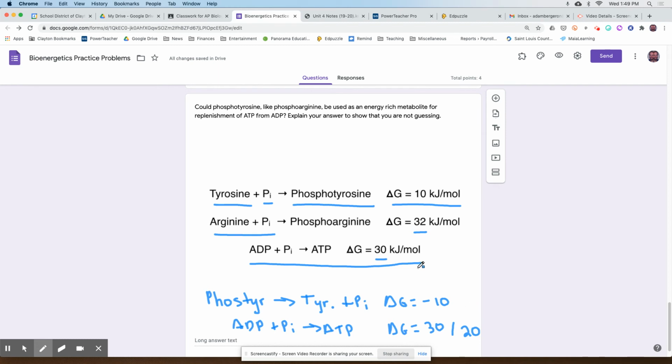Now, interestingly, if we look at phosphoarginine, if we did the same thing with this second reaction with its positive 32 kilojoules per mole, if we flipped that reaction, we'd end up with negative 32 kilojoules per mole, and that would actually give us enough energy, just barely, if you will, to make the overall process spontaneous or exergonic. The delta G there would be negative 2 kilojoules per mole, and I would encourage you to test your understanding of that by working out the process just like I did for this problem.